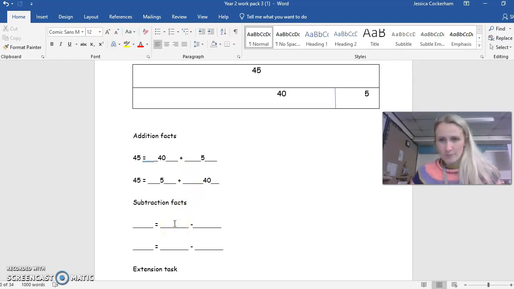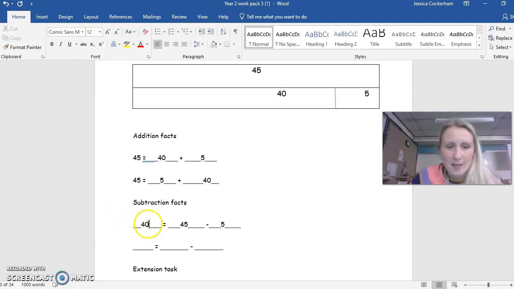So I'll do the first one with you, and then we'll think about what the second one might look like, okay? So if we have 40 add 5 equals 45, what about if we had 45 take away 5? What does 45 take away 5 equal? Have a go at doing that in your head now. 45, count back 5. Well done. It's part of our 5 times table, isn't it? But going backwards, it is 40.